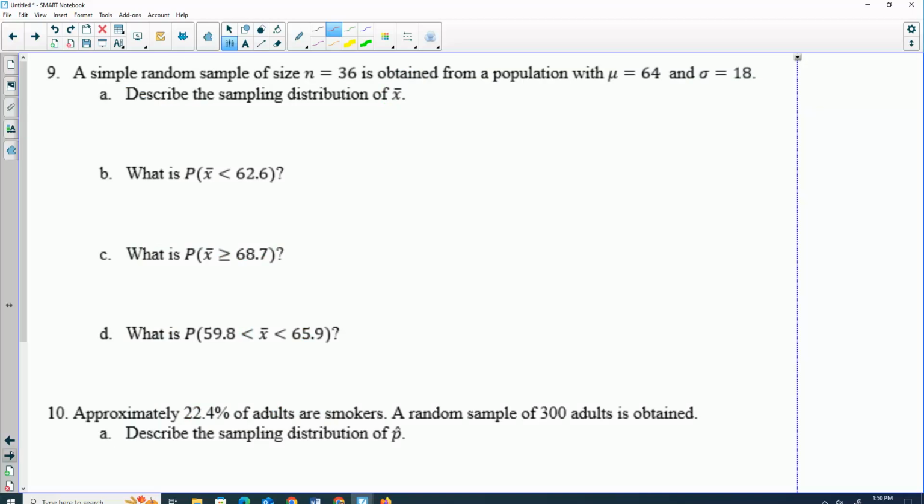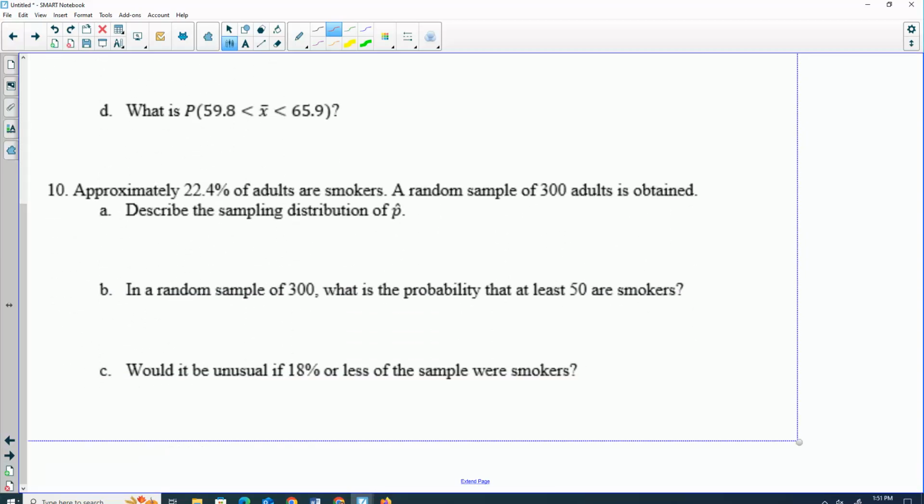Alright. So moving on, problem 9. So again, this one is dealing with X bar. So would it be okay if I go through the others and I come back to this if we have time? So it's going to be just like problem 8. Okay, number 10. So we have approximately 22.4% of adults are smokers.